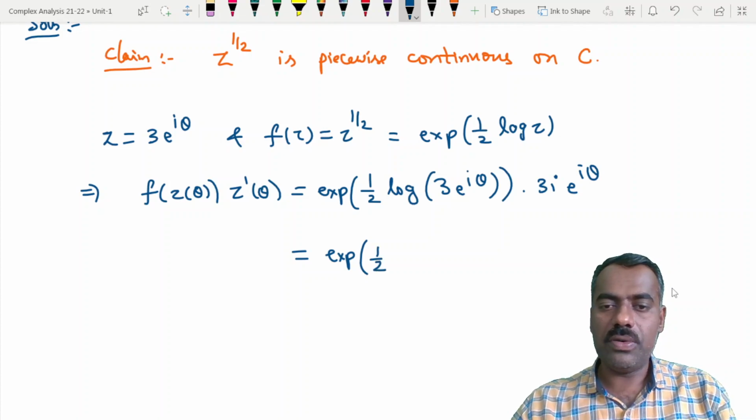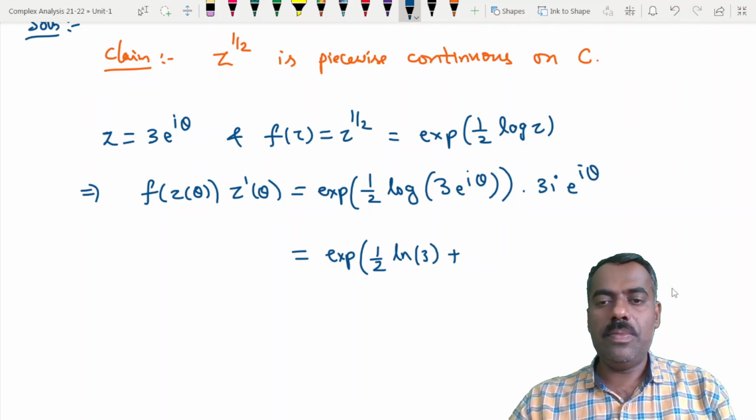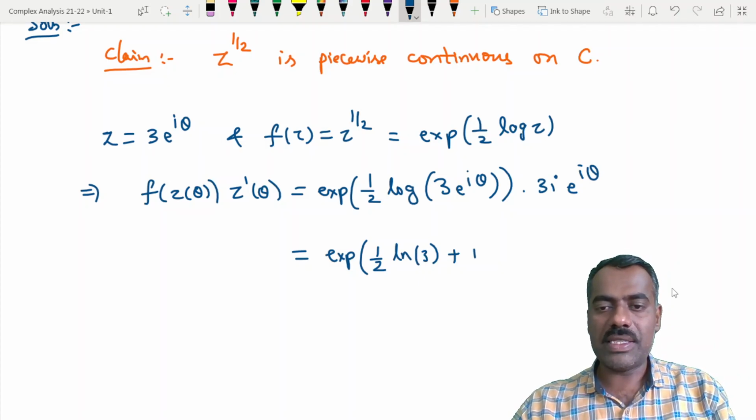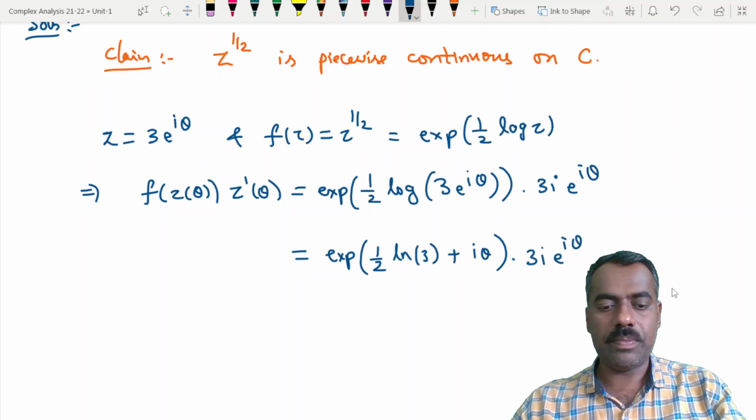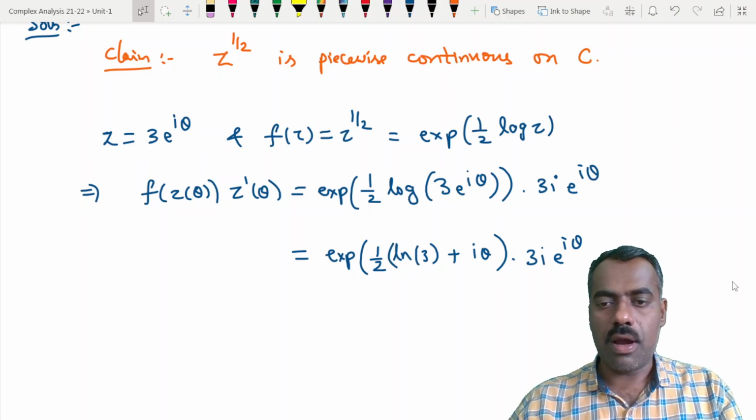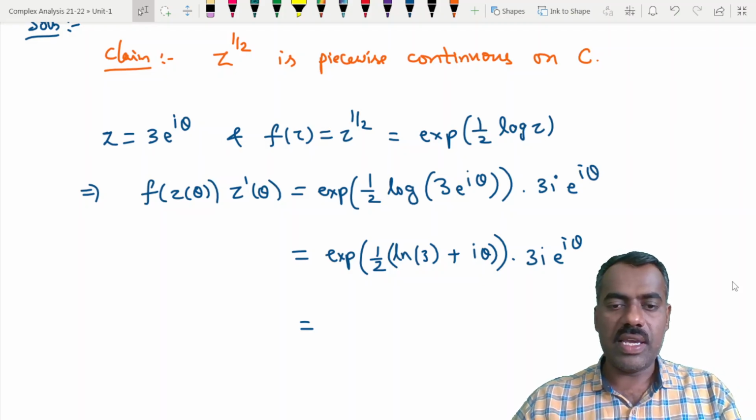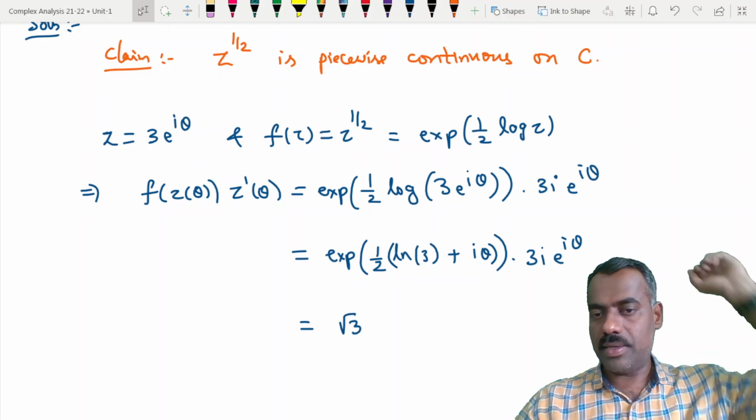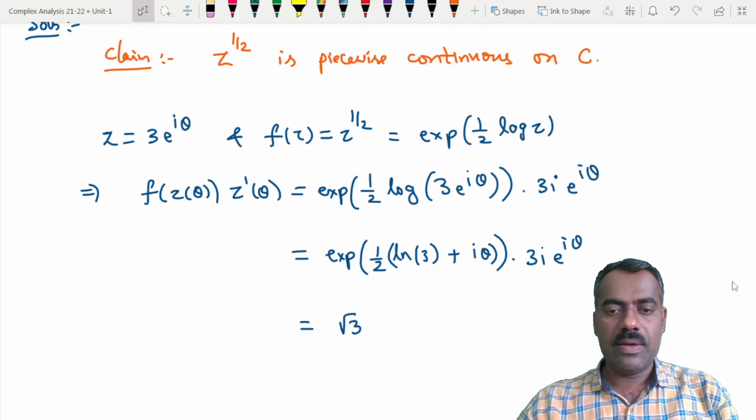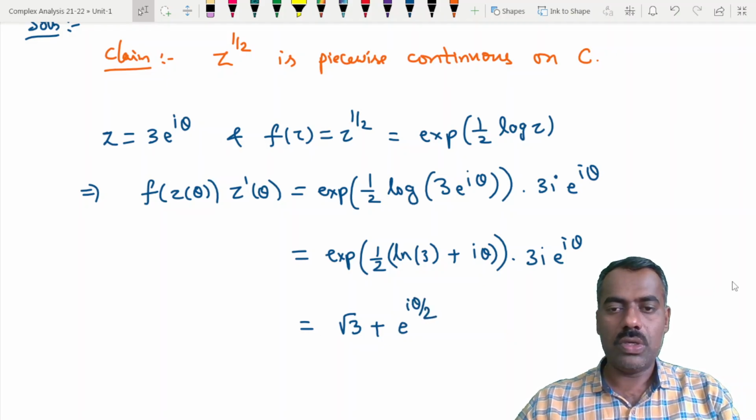Okay, that means half into natural logarithm of 3 plus this is log e power i theta, that is same as i theta into 3i e power i theta. Okay, remember this is half. So this is same as e power root 3, because this is exponential. If you take, then this is nothing but root 3, because natural logarithm and exponential will get cancelled, plus it is e power i theta by 2, but not plus, multiple, because it is exponential.